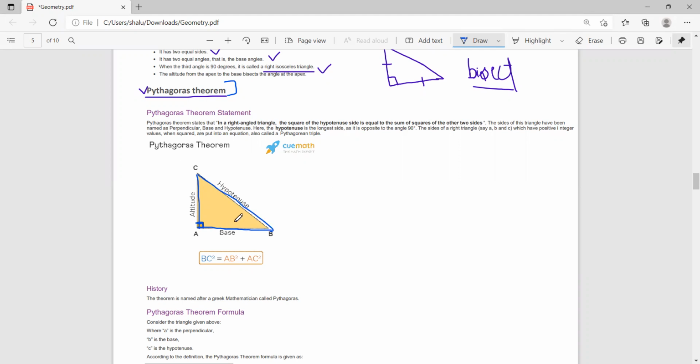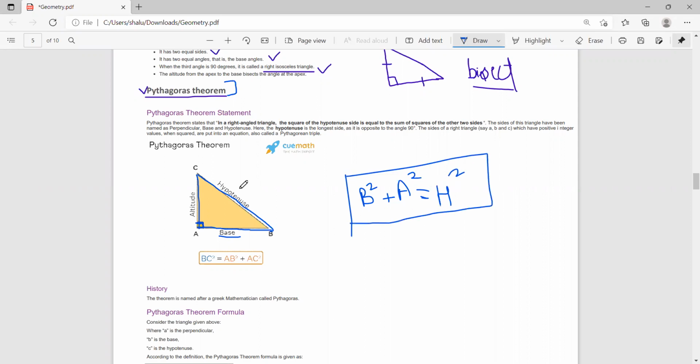So the relation he gave is, if we take the square of base plus square of altitude, it is equal to the square of hypotenuse. So this was the Pythagoras theorem, which is applicable only for a right angle triangle. Here b square, a square, h square are the length of base, that is AB, the length of altitude, that is AC, and the length of hypotenuse, which is BC.